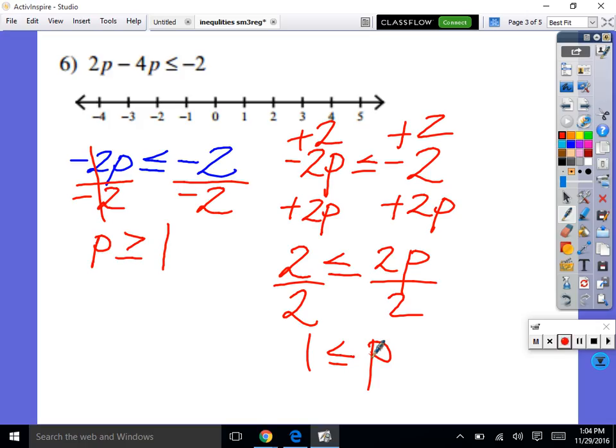Those are in our solution. Any p-value that's greater than or equal to 1. So go to 1. Equal to 1 is okay. So right on 1 is okay. It's in our domain. And any x value greater than that: 2 is greater than 1, 3 is greater than 1. Those are all in our domain. So our domain would be 1 to infinity, including 1.